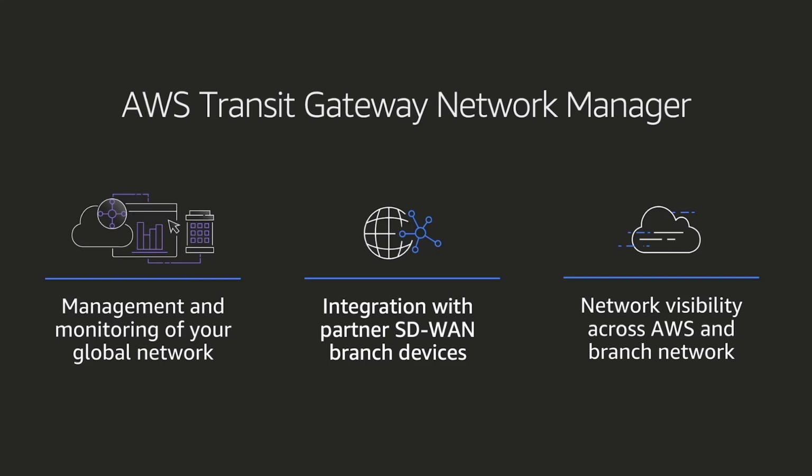So AWS Transit Gateway Network Manager is going to give you the ability to manage and monitor your global network that basically constitutes all of your connectivity to AWS. Now, we've also integrated with a whole bunch of SD-WAN partners and their branch appliances. We'll talk a little bit about that. But the whole idea for Transit Gateway Network Manager is to give you visibility across AWS and the whole branch network that's connected back to AWS.